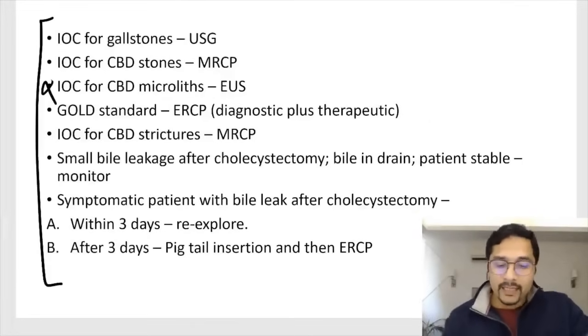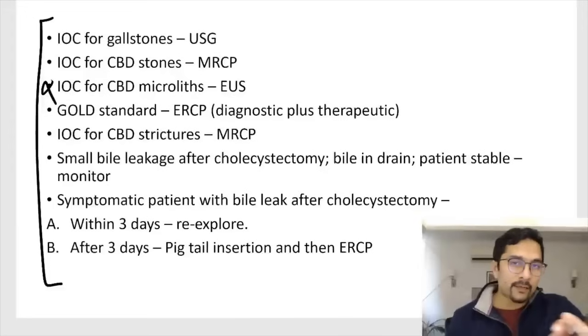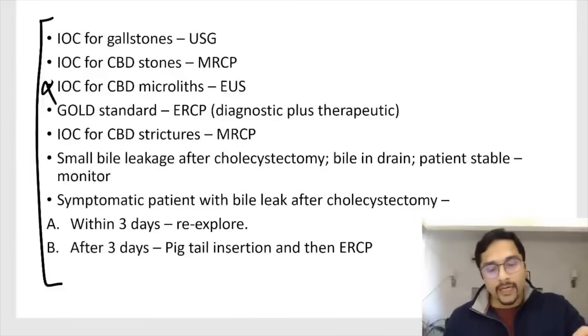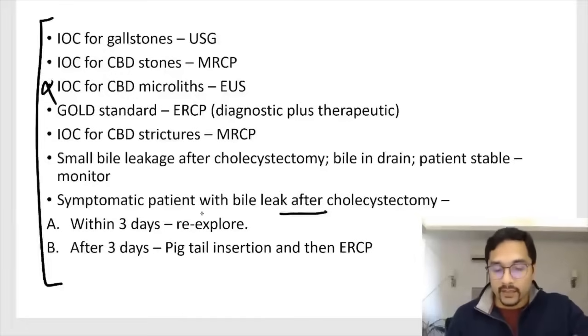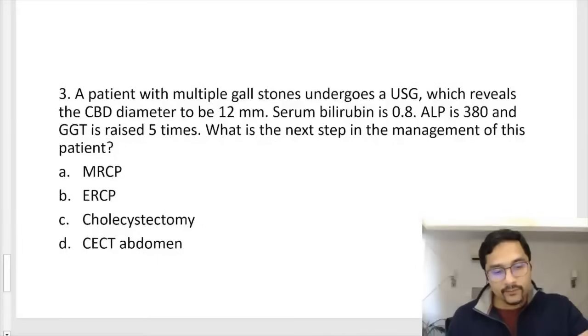So, small bile leakage after cholecystectomy, patient is stable, we'll just monitor. Symptomatic patients with bile leak after cholecystectomy, within 3 days we re-explore. After 3 days, we are going to put in a pigtail.